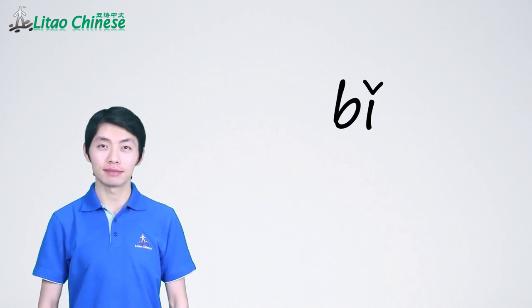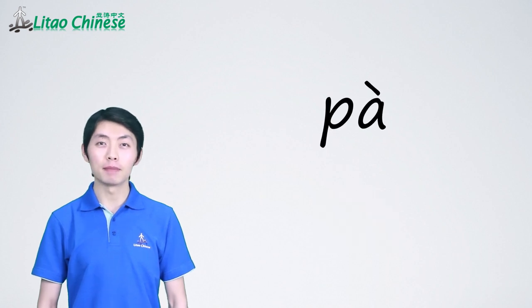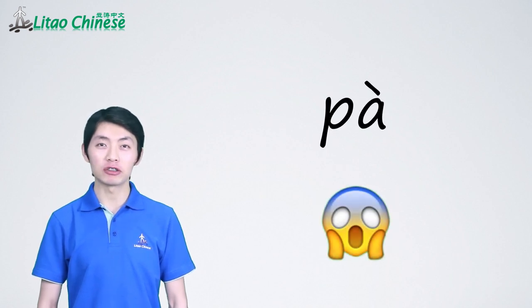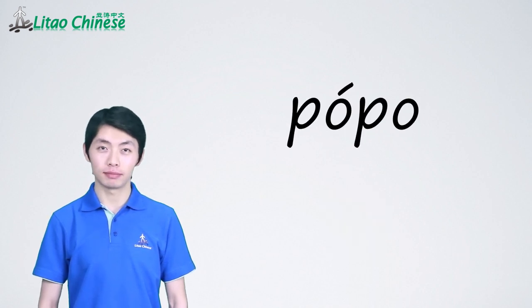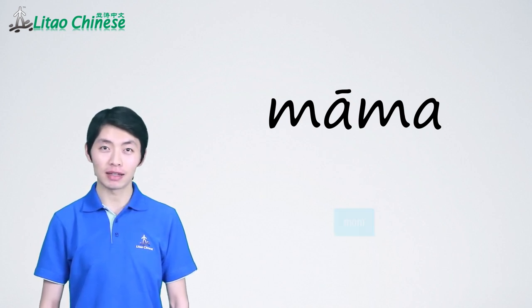Bi, it means pen. Bu, which means not. It's a very common Chinese negative word. Pa, which means to be afraid of. Popo. One meaning of this word is husband's mother. Mama. I think in many languages, this word always had the same meaning. It means mom.